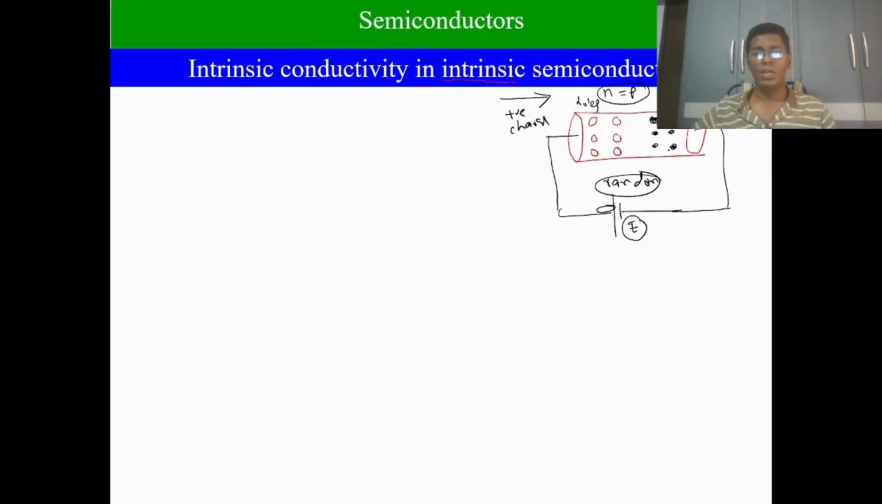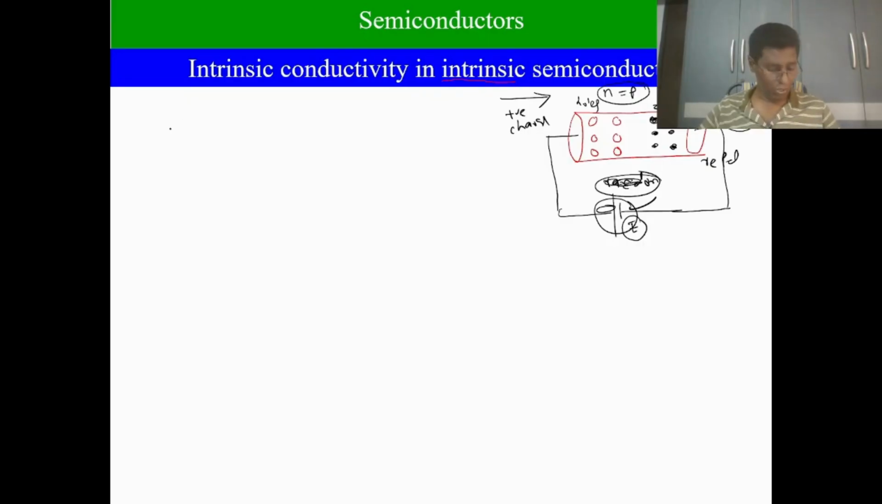so all holes move in this direction. Similarly, inside the same intrinsic semiconductor, there are a number of free electrons which have negative charge. These electrons are repelled by the negative supply of the applied electric field, so these electrons travel in this direction. Whenever electrons and holes travel in a particular direction because of the applied electric field, this phenomenon is known as drift.